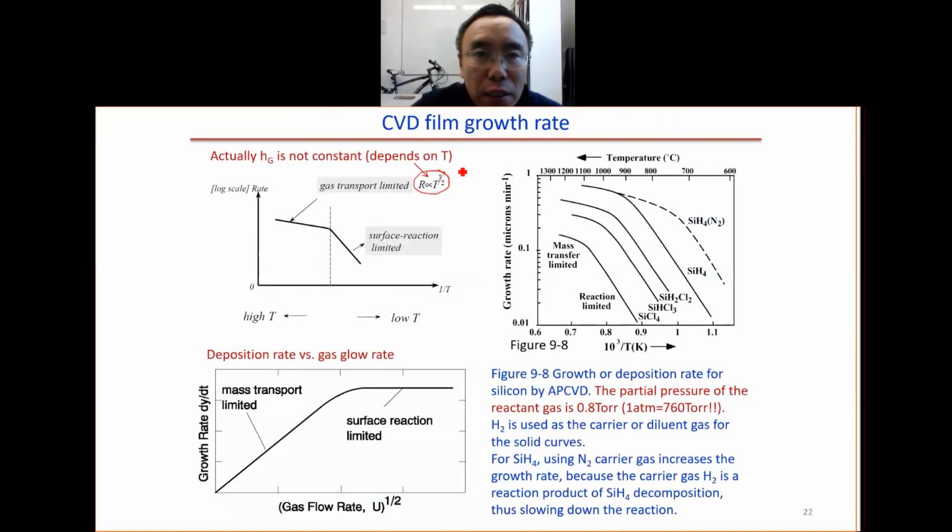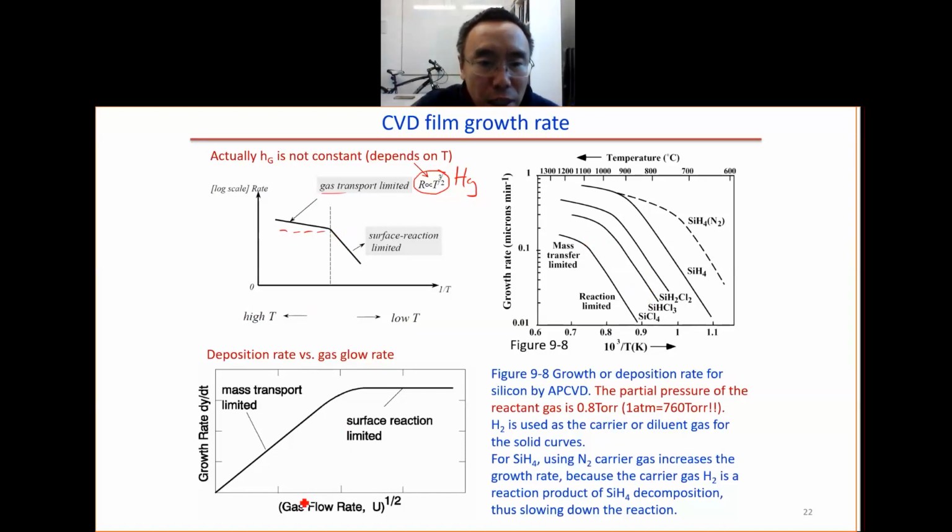So this Hg depends on temperature like T to the power of 3/2. So we have a little bit of a rise rather than a flat line. At higher temperature, this is the gas transport limited regime, and at lower temperature it is surface reaction limited. You can see this fits what we observed very nicely. The experimental data follow this trend.